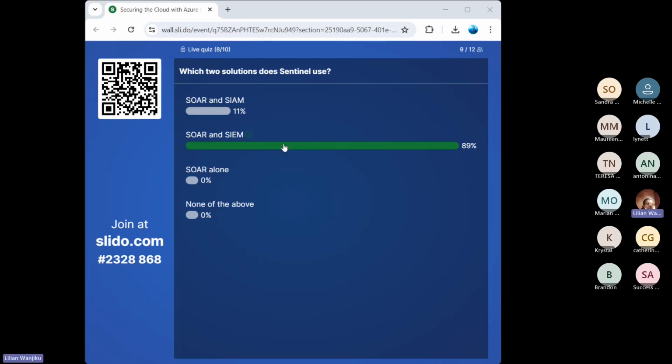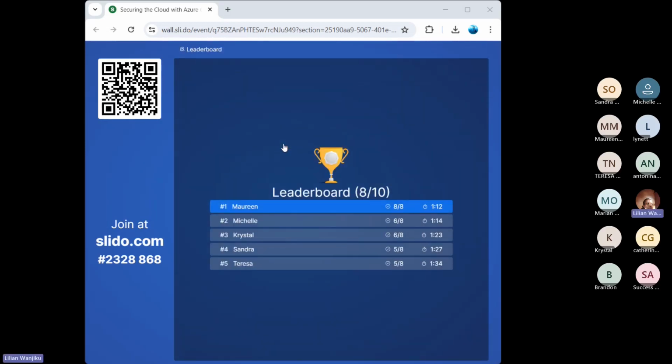And for the leaderboard, we have Maureen still leading, and then we have Michelle, Crystal, Sandra, and Teresa. So you can try and decide if you want to overtake someone there. We have other questions following up. We have 2 more questions.